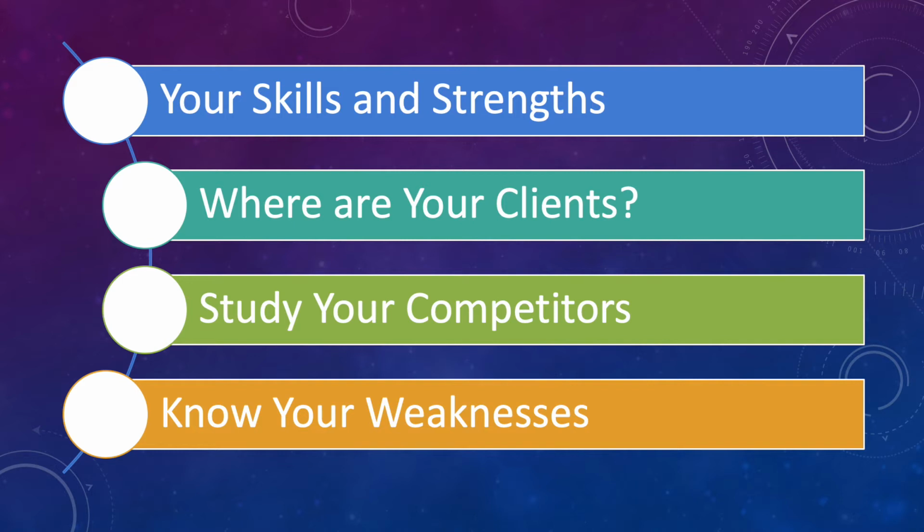Now that we've covered the 19 tactics that you can use both online and offline, it's time for you to decide which tactics you will use. In the previous action steps, you already brainstormed. Now, let's take the ideas you came up with and investigate them a little more closely. You will be looking at your skills and strengths. Where are your clients located? You will study your competitors, and it's good to know your weaknesses.